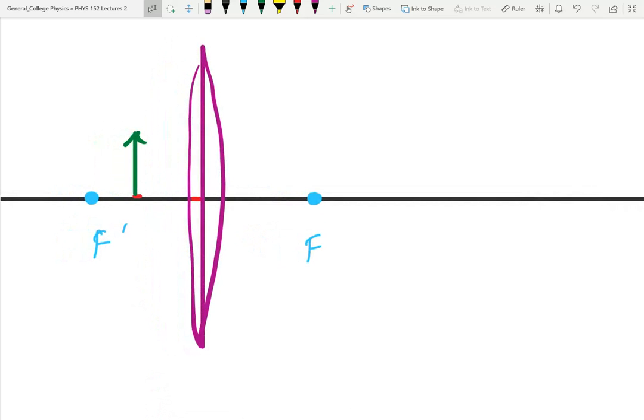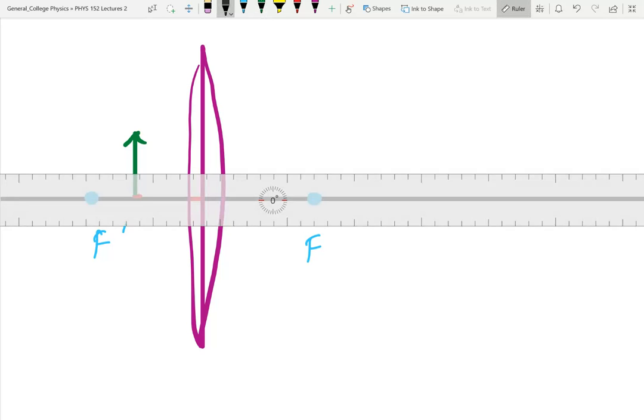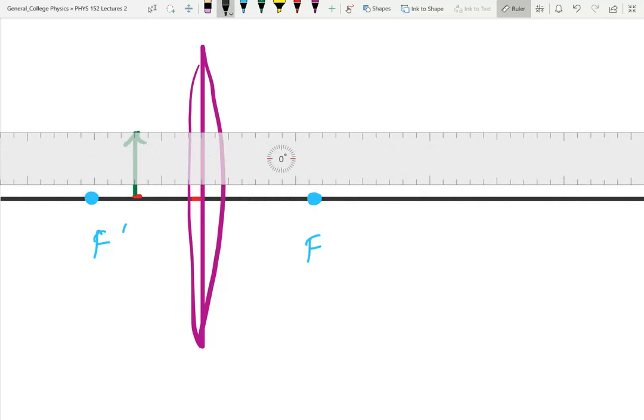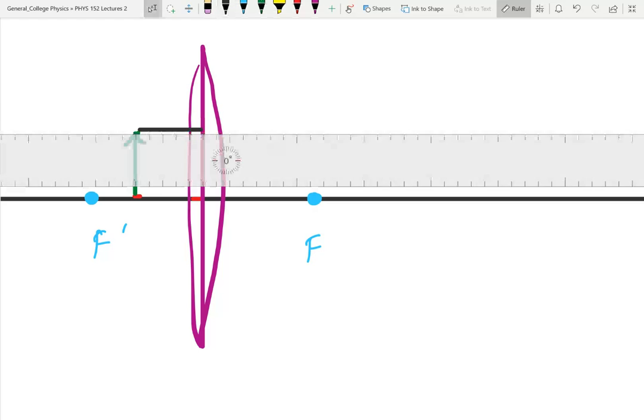So, by the way, notice for my lens, I have very carefully marked the center, not so carefully marked the curvature of the lens. So I have to do exactly the same rays again. So here's my parallel ray. And the parallel ray should go through the focal point.